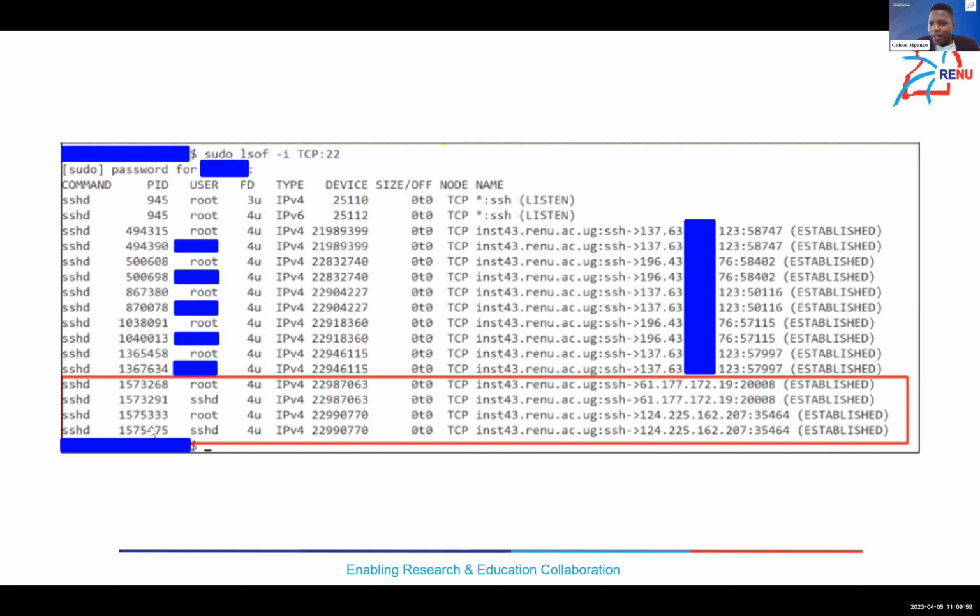Chakwati, I think you have your hand up as well. You can go ahead. Aramata, thank you. You can unmute. Thank you very much.